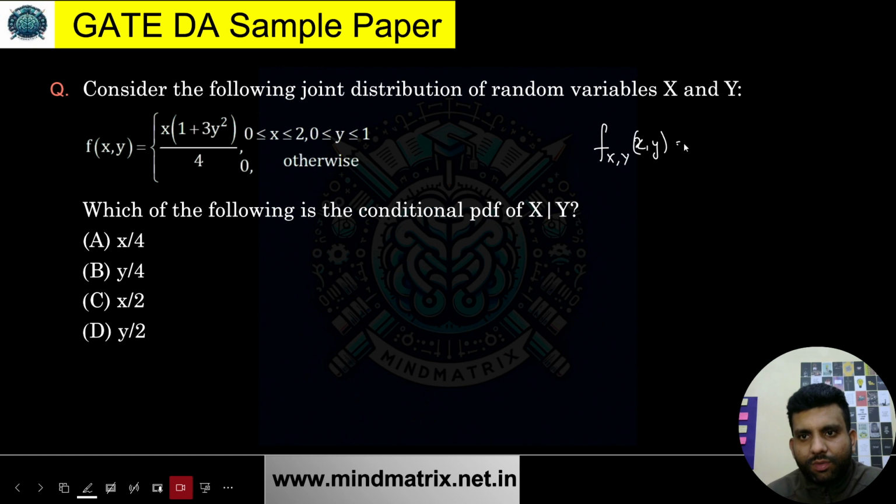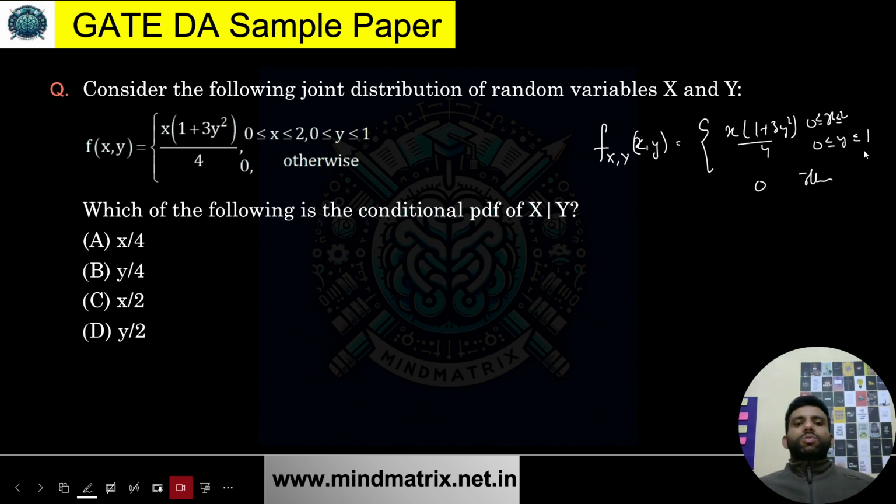Okay, the exact way we must write it is like this: f(x,y) = x(1 + 3y²)/4, 0 otherwise, with the range given as 0 to 2 for x, and for y it's 0 to 1. Now I would like to find the conditional probability density function. Basically, what I'm looking for is f of x given y.